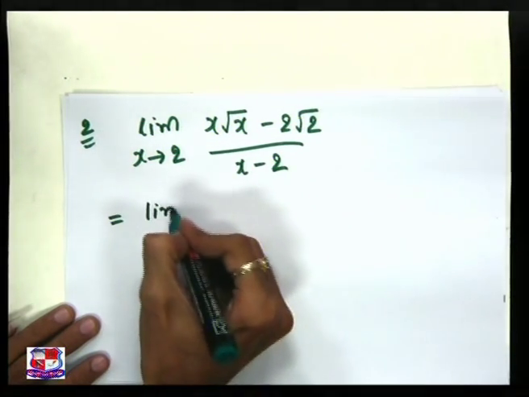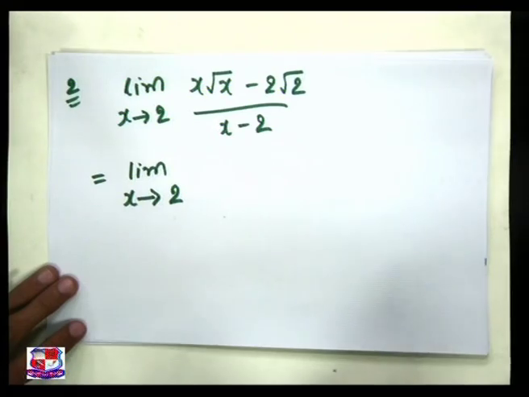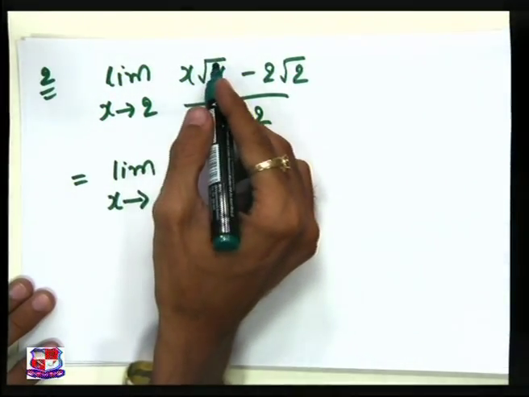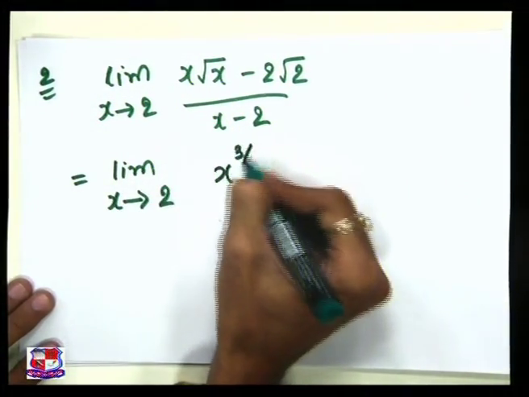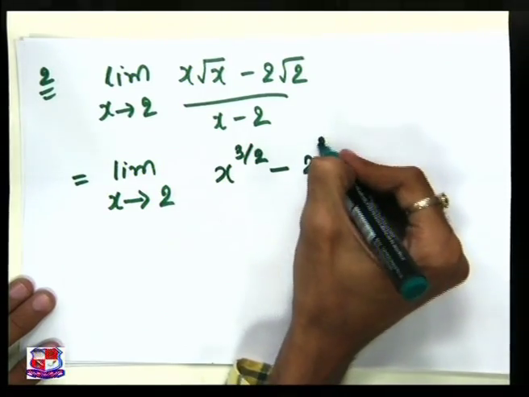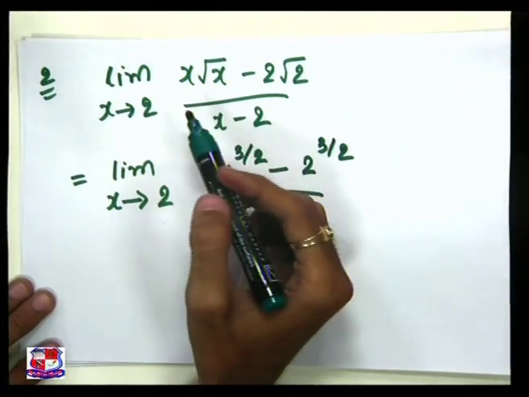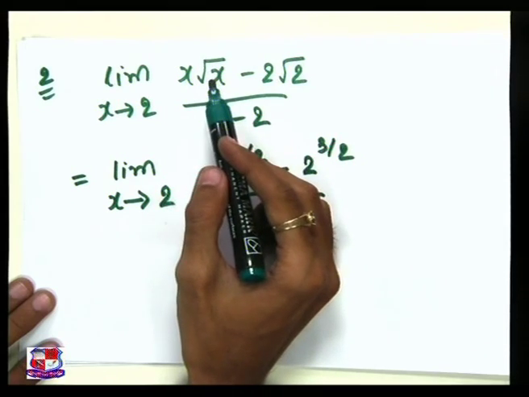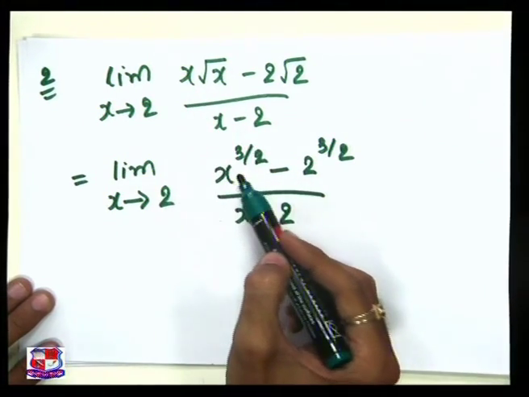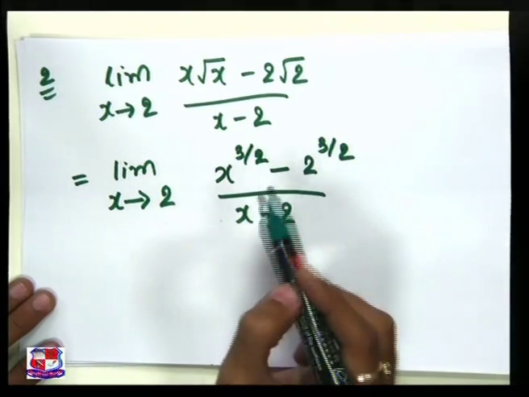First of all, we will write here limit x tends to 2, x root x, that is equal to x into x raised to 1/2, that is equal to x raised to 3 by 2, minus 2 root 2, that is equal to 2 raised to 3 by 2, upon x minus 2. Let us again look at here. This one is x root x, that is equal to x raised to 1 into x raised to 1/2, that is equal to x raised to 3 by 2. In the same way, this is 2 raised to 1 into 2 raised to 1/2, that is equal to 2 raised to 3 by 2, upon x minus 2.